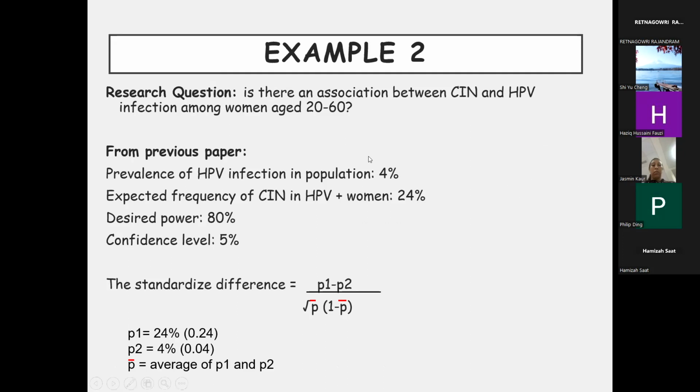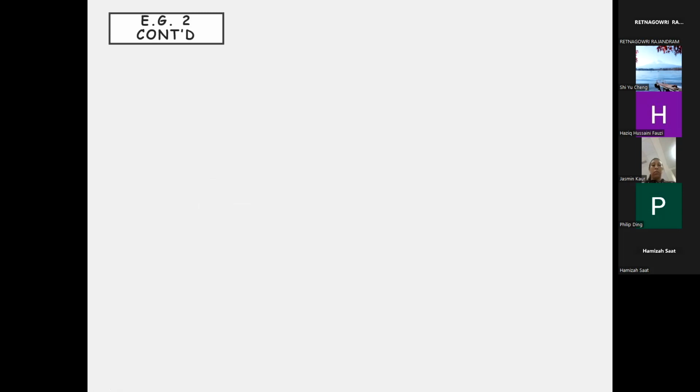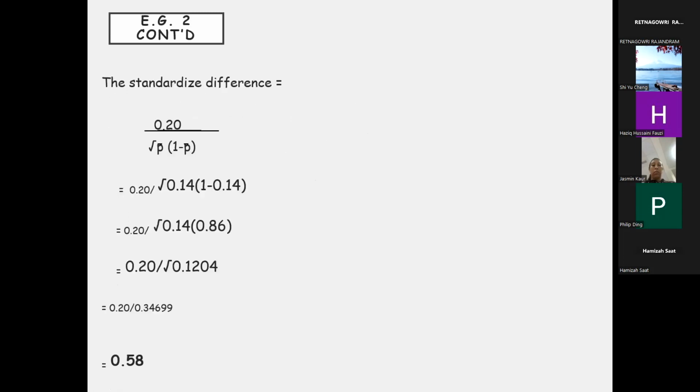Now, proportions, so if there's a prevalence of what you expect to find compared to what is existing, then the formula, this is when you're dealing with percentages. The other formula was when you're dealing with mean and standard deviation value. And again, these are for RCTs, but then you work out the formula, you come up with the final standardized difference using that formula above.